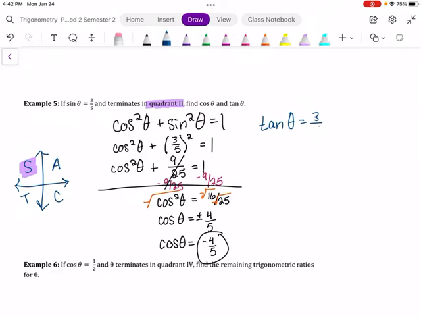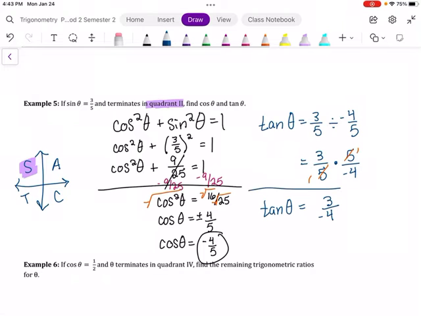Once we have that, we can find tangent of theta because we know that is sine over cosine. So I know sine is 3/5 divided by negative 4/5. And I'm going to change that to a multiplication. So 3/5 times 5 over negative 4. I'll simplify before I multiply, and I would get 3 over negative 4, and that is what tangent of theta equals.